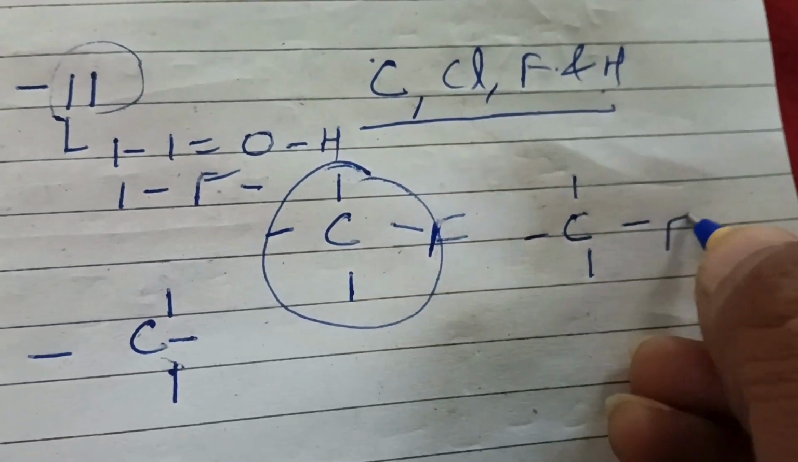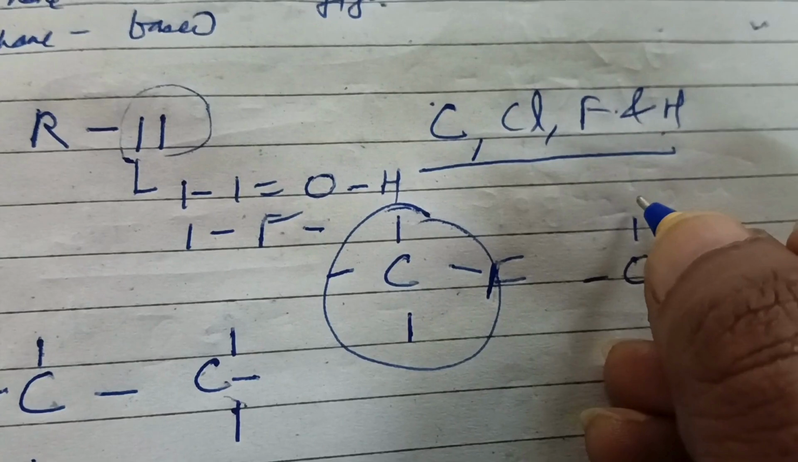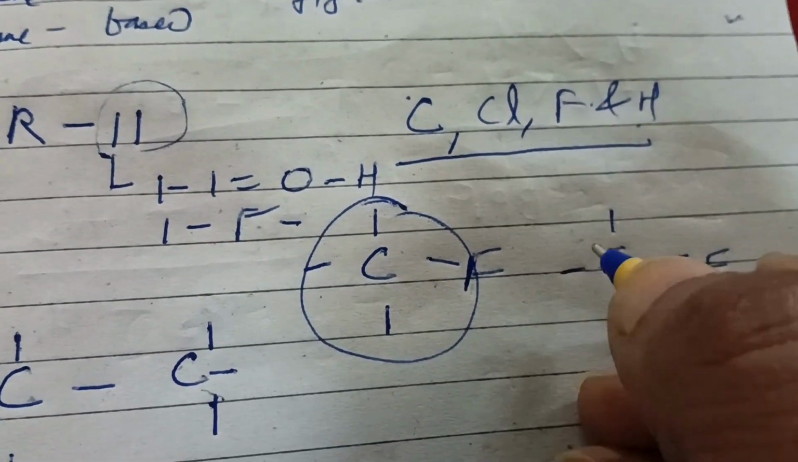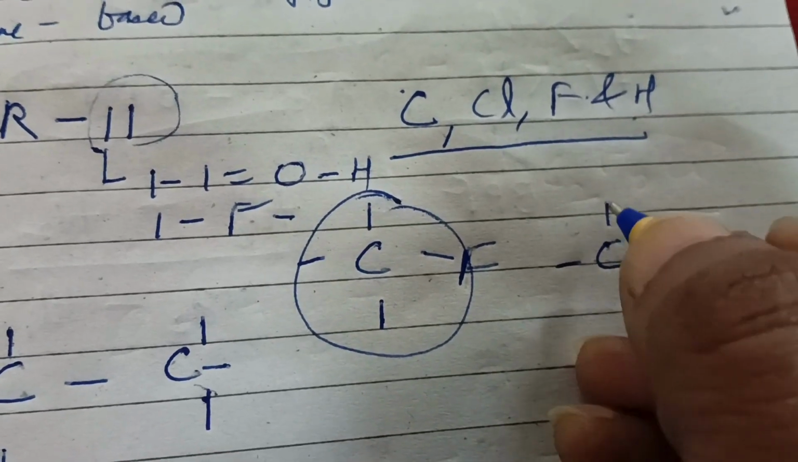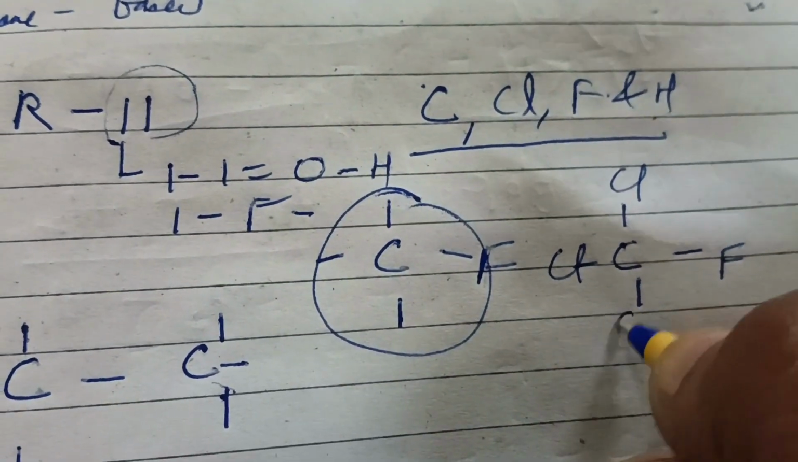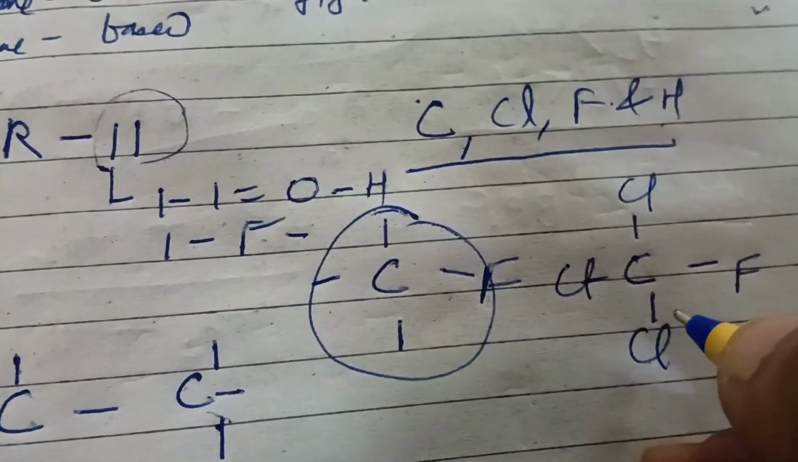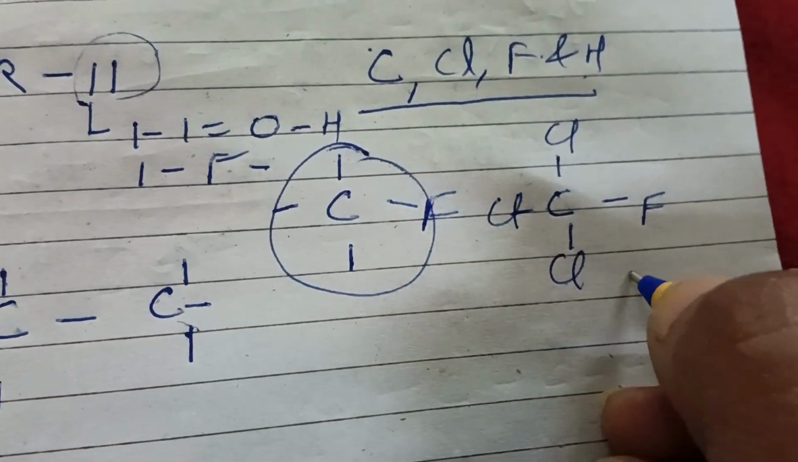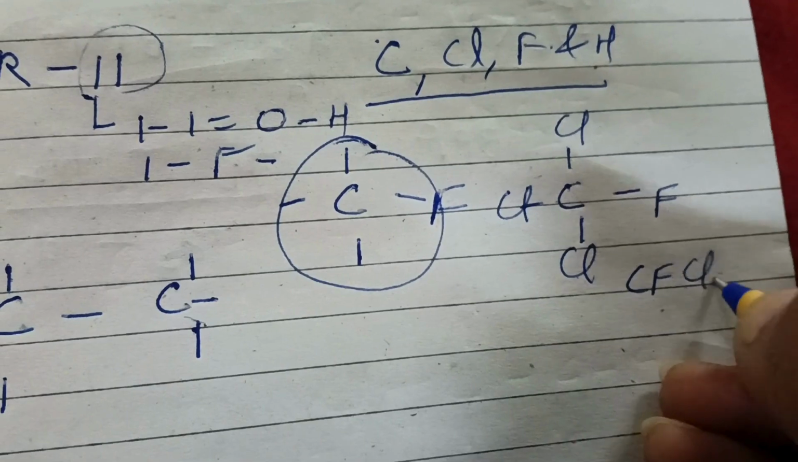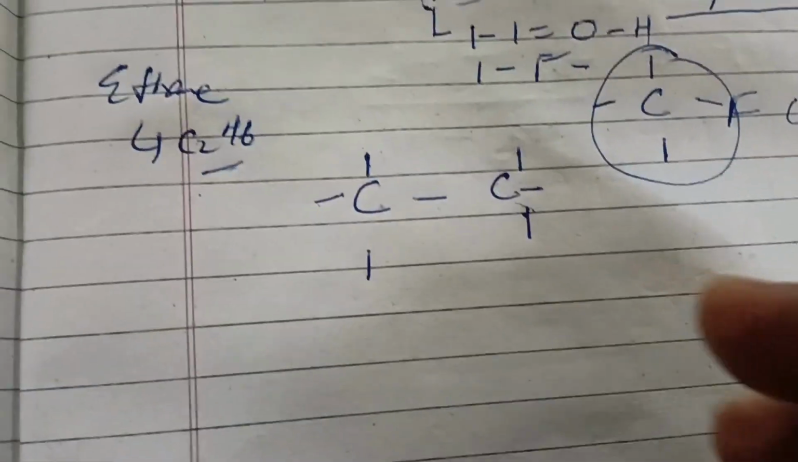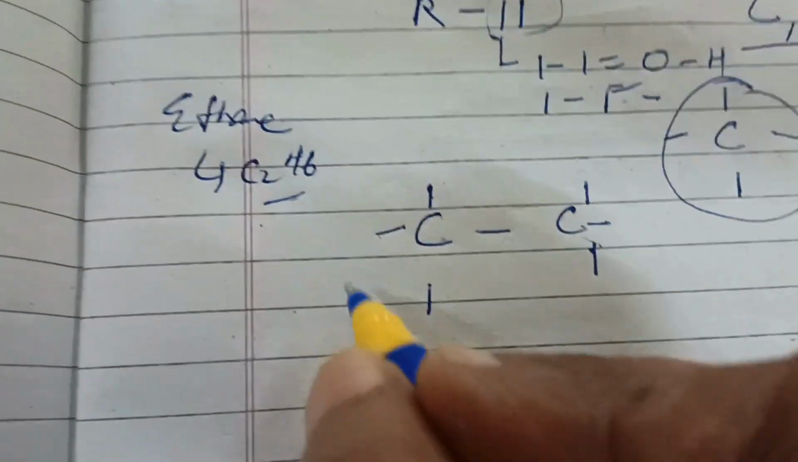So 1 will go to fluorine, and since there is no hydrogen, all the remaining positions will be taken by chlorine. Chlorine will occupy the rest of the positions. So the formula would be CFCl3. This is the formula for R11. Now we will quickly advance into ethane-based refrigerants.